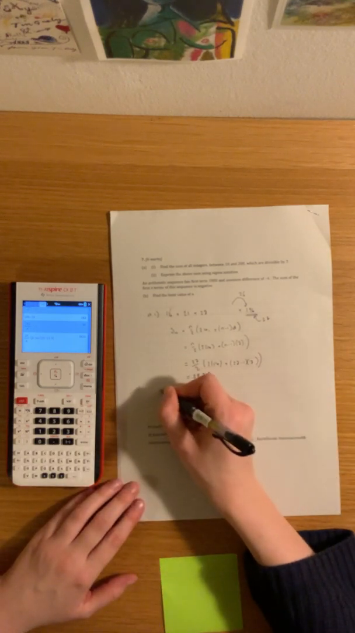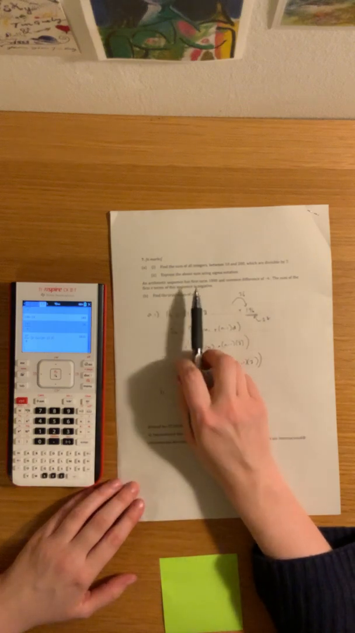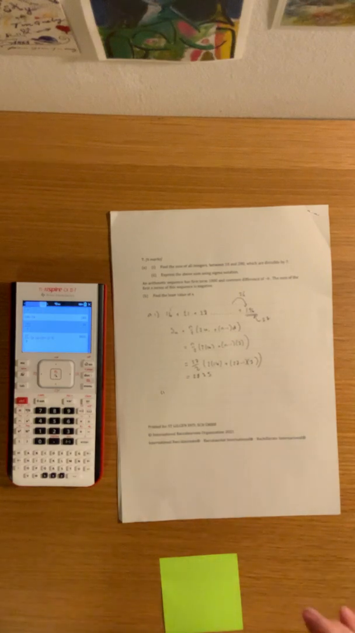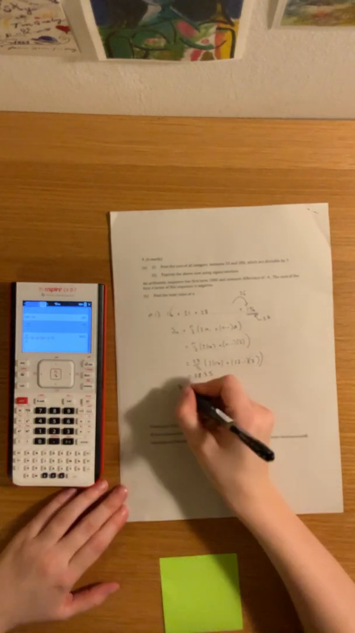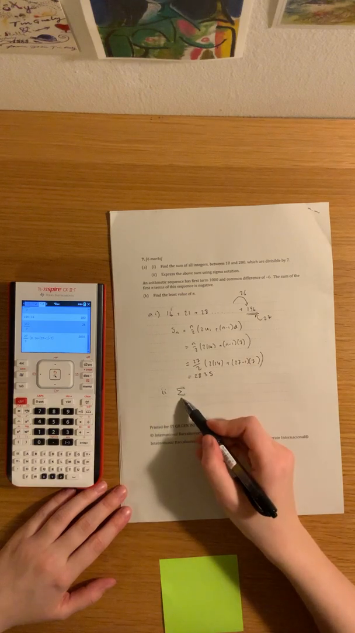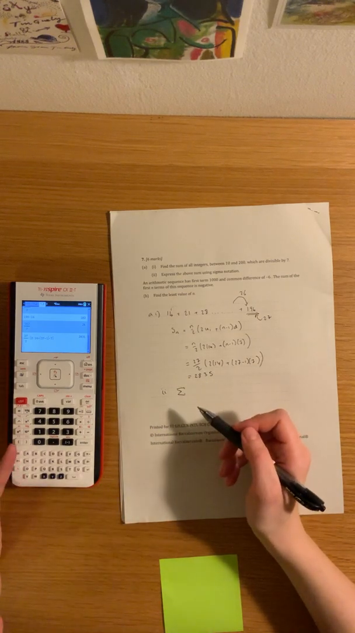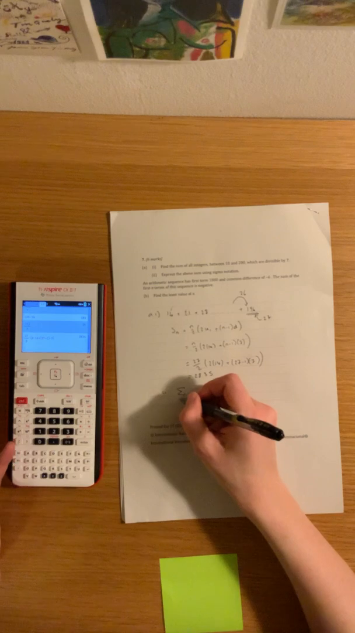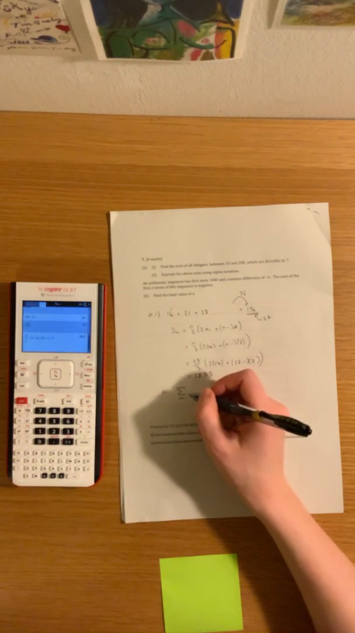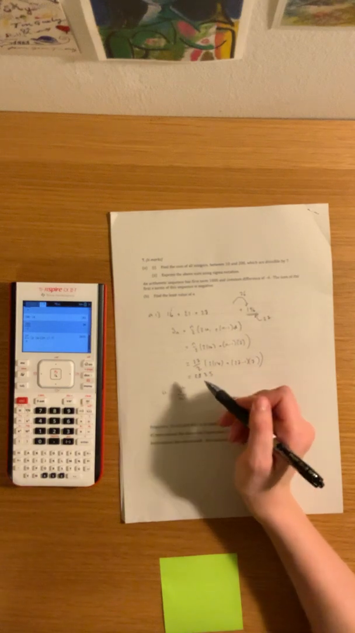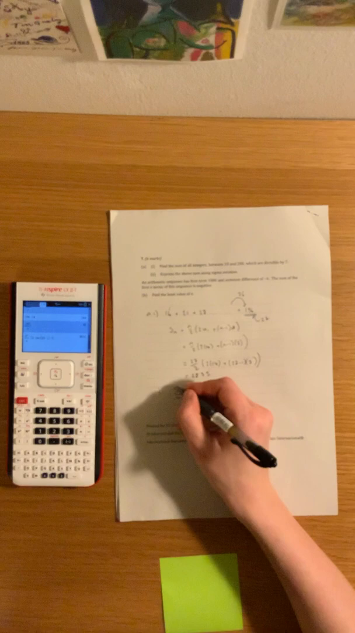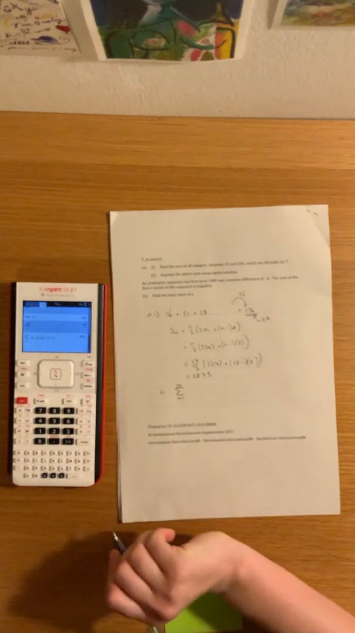Part 2 then says, express the above sum using sigma notation. Oh, I like that. So sigma notation, here's my sigma. And at the bottom I write down, where did I start adding my sequence? So I started adding my sequence from the first term, so n equals 1. And where did I end adding my sequence? I ended adding my sequence at the 27th term, so it should be a 27 up here.